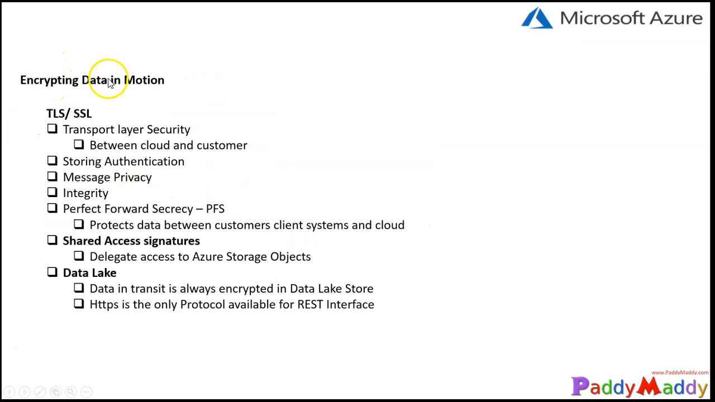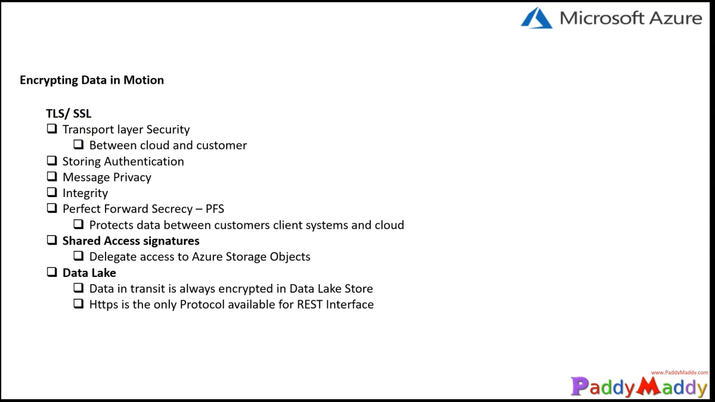When we look at encrypting data in motion, the protocols that are used are TLS and SSL, the industry standard and most secure protocols. These are transport layer security protocols: since data is moving from your cloud to the customer, TLS and SSL would be used, and they provide authentication, messaging privacy, integrity, and PFS, perfect forward secrecy, which will protect data between your customers, clients, and systems and the cloud. All that would be involved in encrypting data in motion. So TLS or SSL provides authentication and a way to ensure the integrity and privacy of your data in motion.